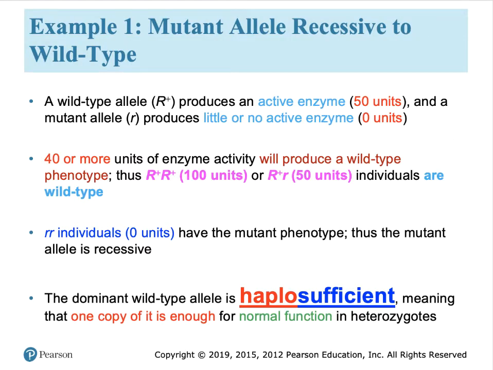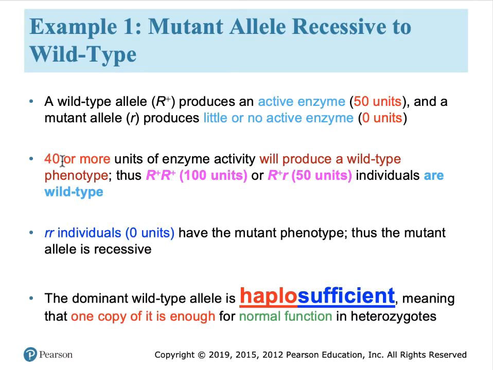Example 1 tries to apply some mathematics to this biochemical conundrum. We are looking at one gene with 2 alleles. The wild type allele, the one that's most common in the population, that's called the wild type, is designated big R+. And the alternative allele, the mutant allele, is designated small r. Assume that the wild type allele produces 50 units of enzyme per cell. The mutant allele is so defective that it doesn't produce any functional protein, therefore 0 units.